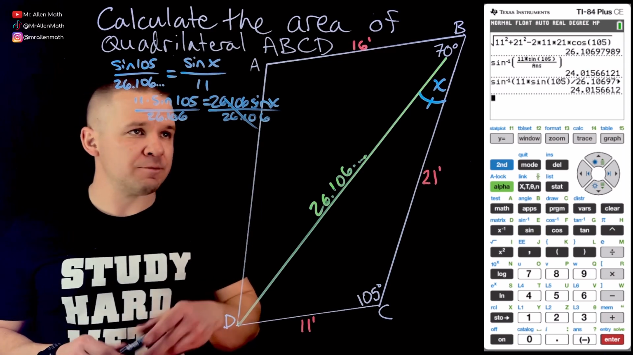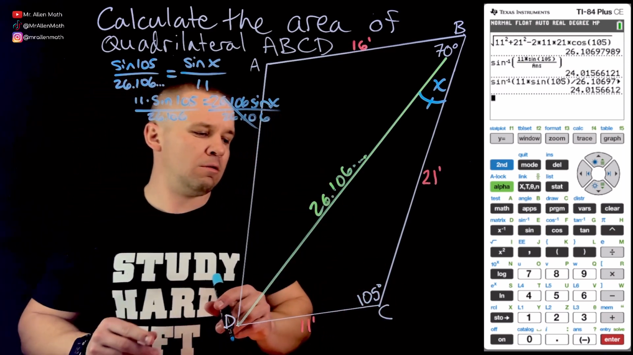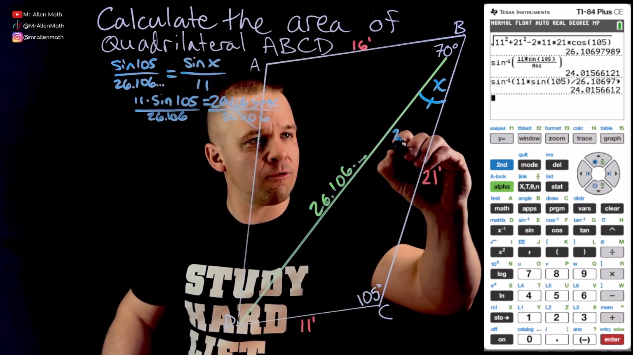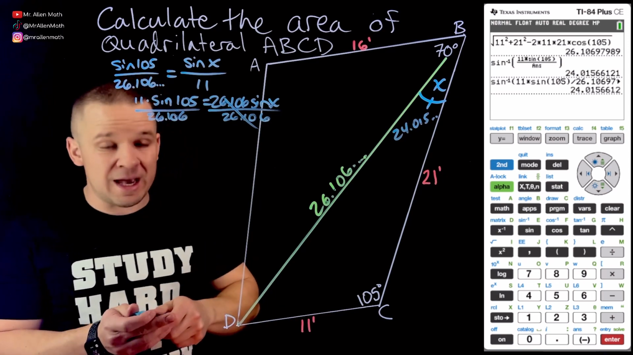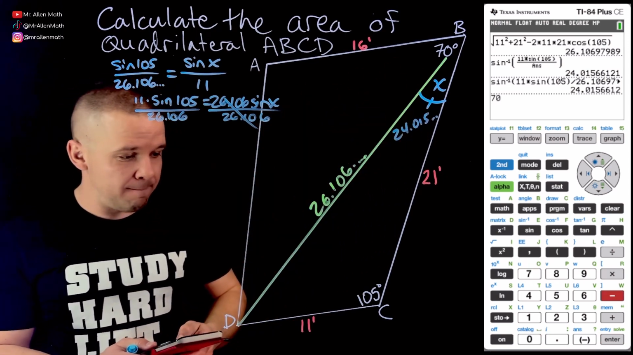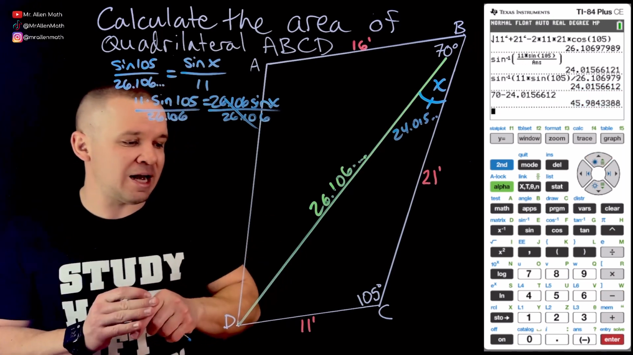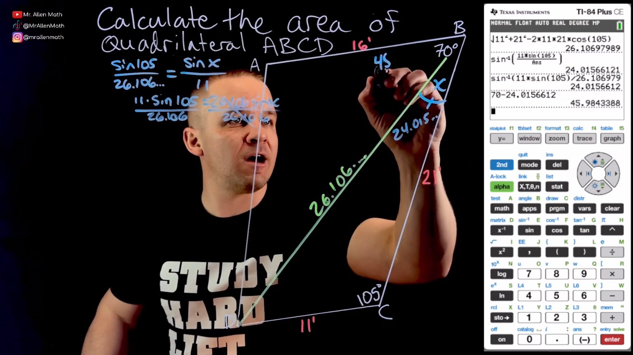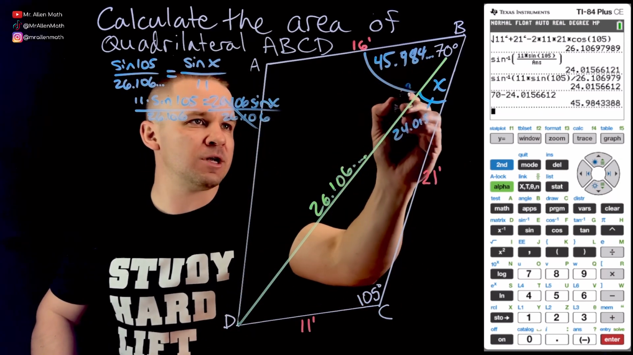All righty, so we've got ourselves 24.015 and change degrees, which means what's this angle right here? That's what I really want. We're going to do 70 minus that angle, and I've got 45.984 and change for this particular angle right here.